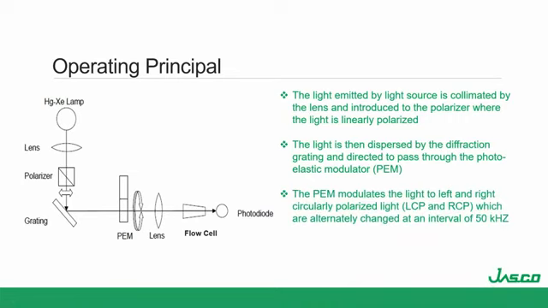The PEM then modulates the light to left and right circularly polarized light, and it changes back and forth really quickly. The modulated light is directed to the flow cell by the lens and then onto the detector itself.